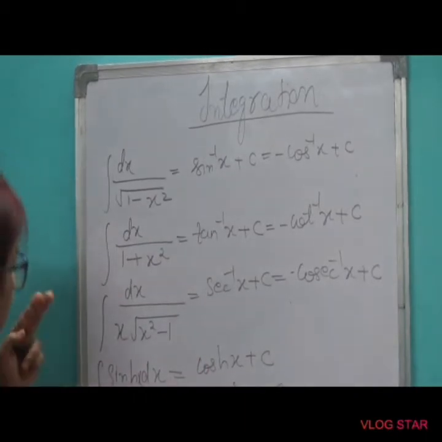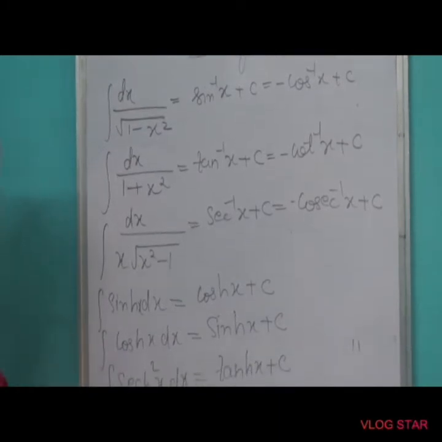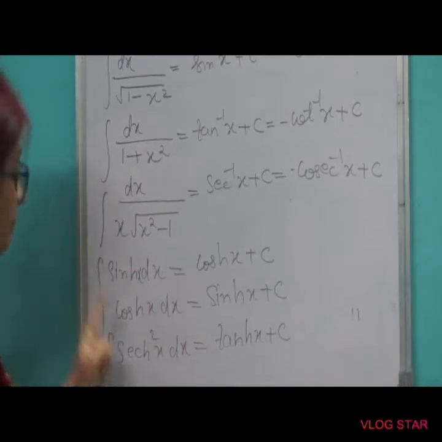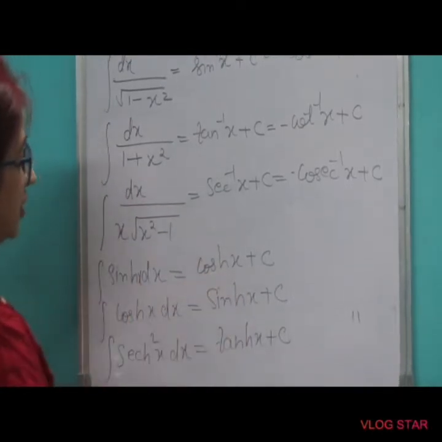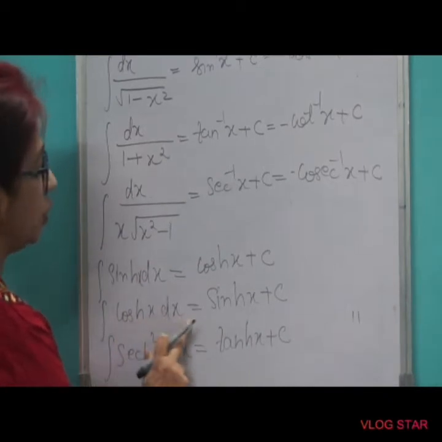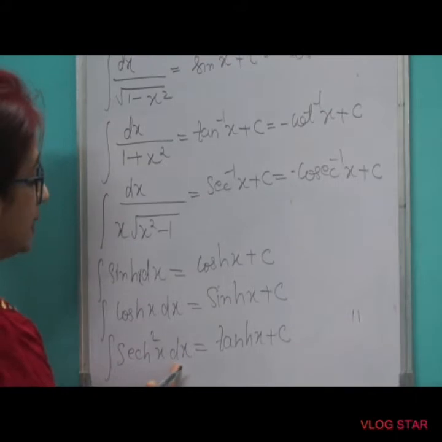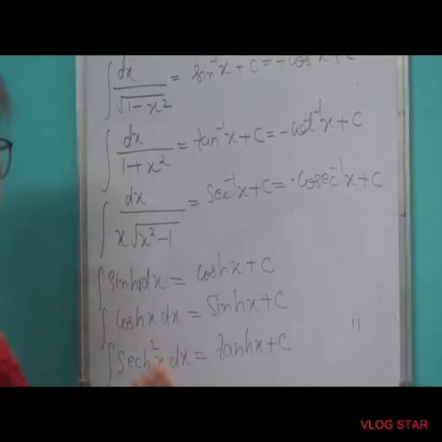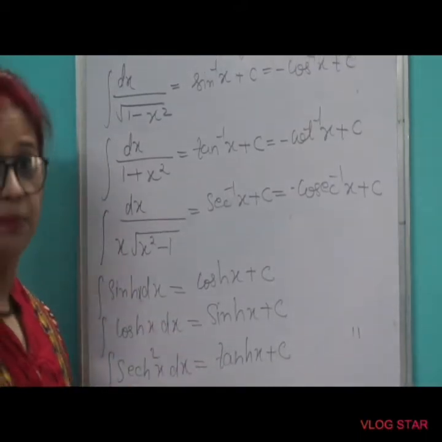Now, there are some hyperbolic formulas also, where h means hyperbolic. ∫sinh x dx = cosh x + c. ∫cosh x dx = sinh x + c. ∫sech²x dx = tanh x + c. These are some other formulas. Now we will continue with some other examples.